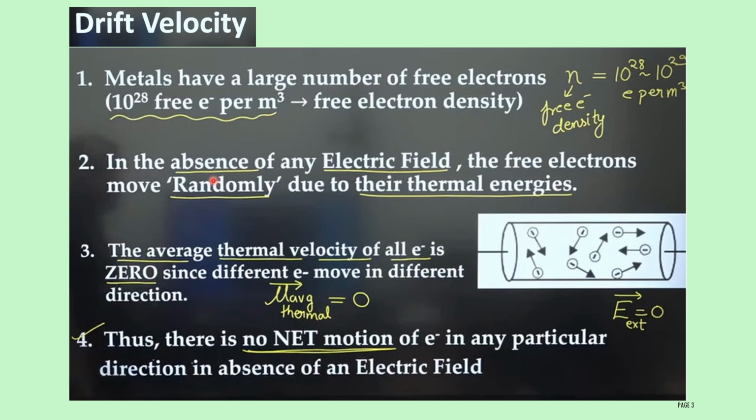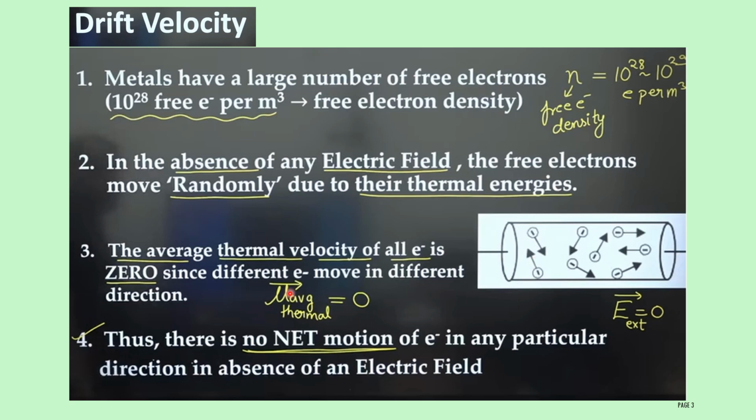Second point, in the absence of any electric field, the free electrons move randomly due to their thermal energy. Because of their thermal energy, in the absence of an electric field, they move in all directions randomly. Third one, the average thermal velocity of all the electrons is zero since different electrons move in different directions. They will not move in only one direction, they move in all directions.